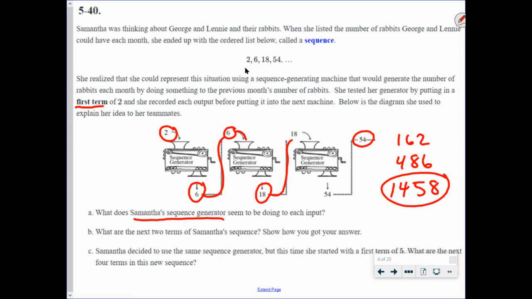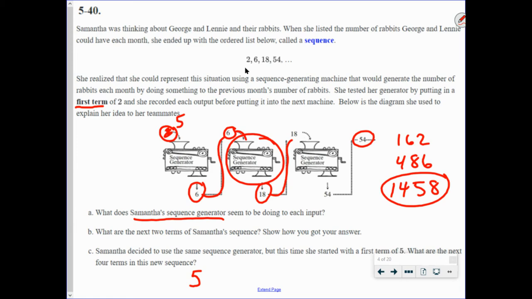Last but not least, letter C. Samantha decided to use the same sequence generator, but this time she started with the first term of 5. What are the next 4 terms in this new sequence? So it's using the same machine and the same process it does, but this time the first input is 5. So the first term is going to be 5. What are the next 4 terms in this sequence? All right, so pause the video, write them in, and then unpause and see if you got it right.